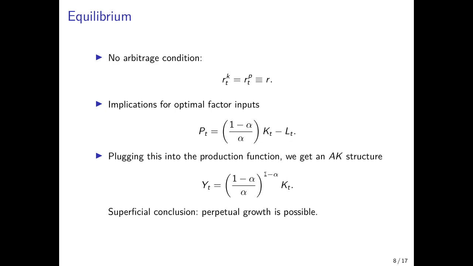And when we plug it into the production function, we would again get this AK structure of the production function, where the diminishing returns with respect to capital are eliminated. So then the aggregate production function becomes linear in traditional capital. And the superficial conclusion now would be that perpetual growth is possible in such a model. Because, for example, if we rely on standard AK growth models, we know that perpetual growth is possible. Or if we rely on the Solow model with automation, then we also saw that perpetual growth is possible there.